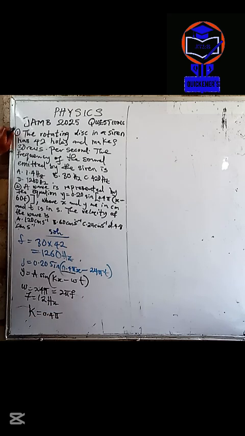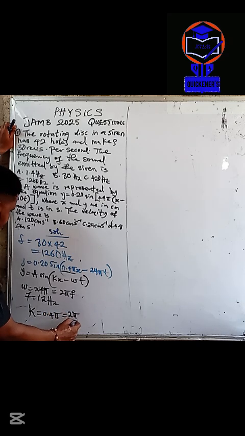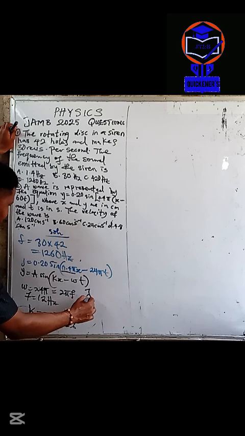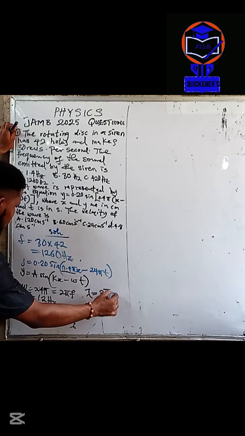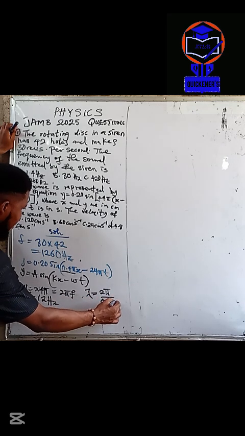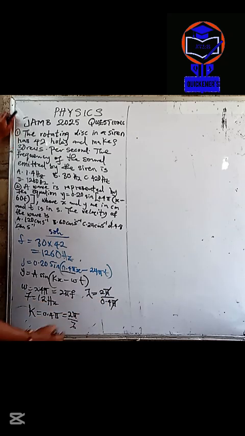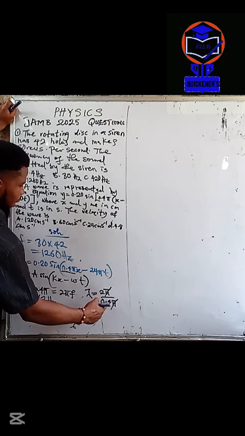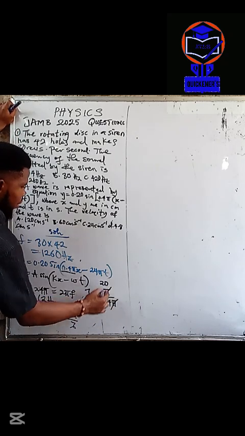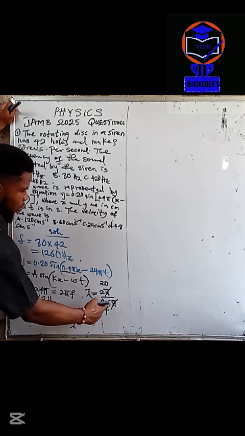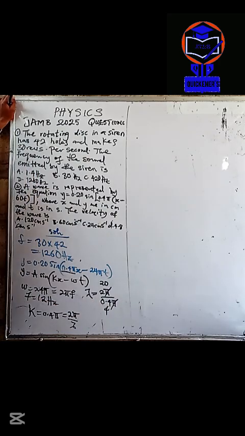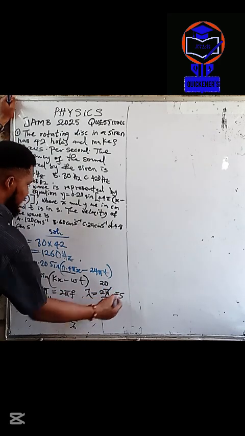Meanwhile, the formula for k is 2 pi over lambda. So what does that mean? When you cross multiply, your lambda is equal to 2 pi over 0.4 pi. So pi will cancel pi. When you divide 2 over 0.4, it's more like 20 over 4, when you move the decimal. So 20 over 4 is 5.